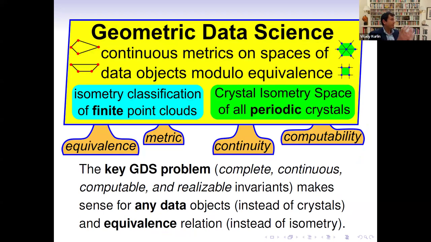So let me summarize the two sessions from last week and this week. Last week we talked about isometric classifications of finite point sets, and today, periodic point sets. These are two big directions, but not everything, because the key problem of geometric data science is to find complete, continuous, computable and realizable invariants, not only for finite point clouds such as molecules or periodic sets such as crystals, but we could consider this problem for any data objects, for example, graphs. Instead of point clouds, we could consider molecular graphs and even replace our isometry or rigid motion by a different equivalence relation. But the same problem of completeness, continuity, and computability will still make sense for these different objects. So let me stop at that point.